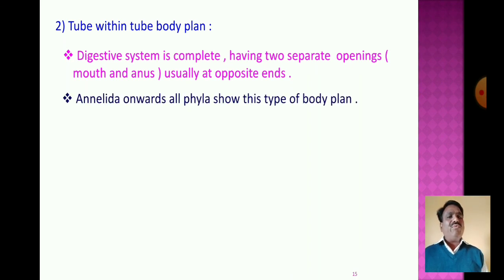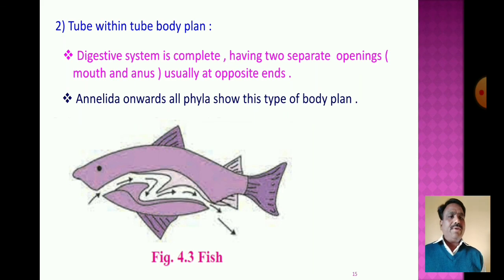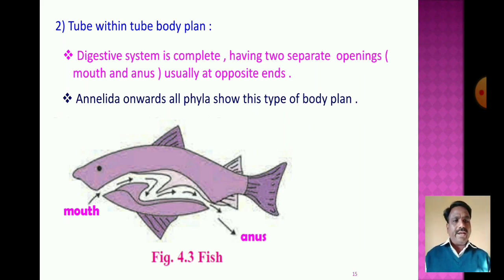Annelids onwards, all phyla show this type of body plan. So these are the fish which have separate openings, mouth and anus, at opposite ends. Look at the pictures of this fish on the slides. These are the mouth and the anus at opposite ends. This is the complete digestive system having two separate openings, and from the annelids onwards, all phyla show this type of body plan.